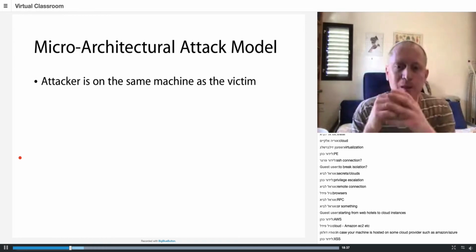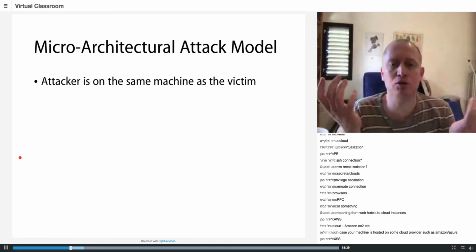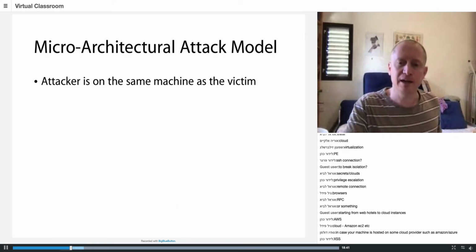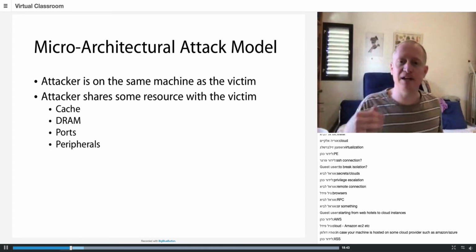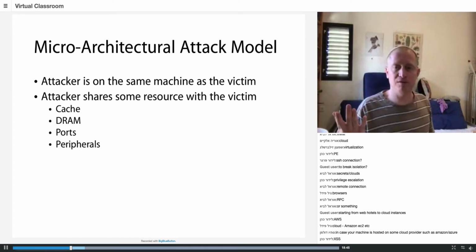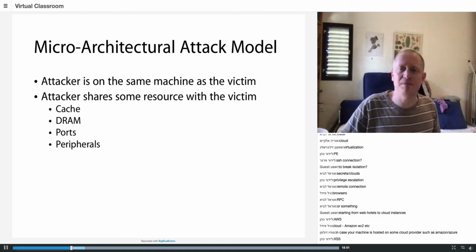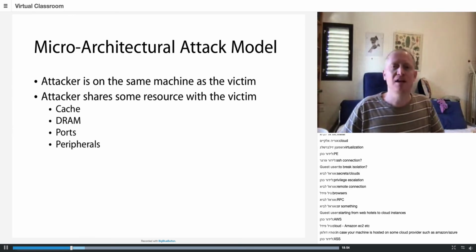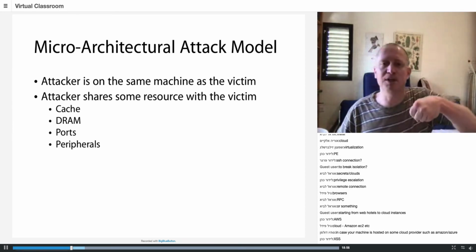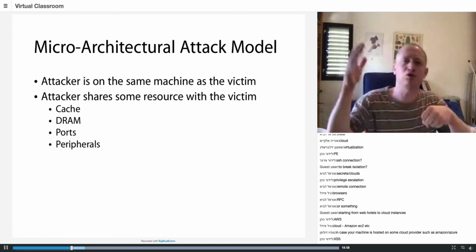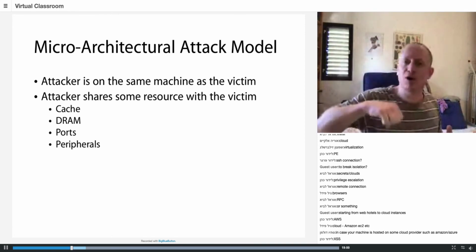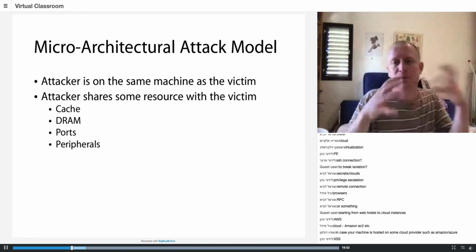Okay. Now, another thing we need to assume for microarchitectural attack is that the attacker shares some resource with the victim. What does that mean? They're competing together to get at the same resource. And what that means is that if the attacker got the resource, then the victim will have to wait or to suffer. If the victim got the resource, then the attacker can measure it.